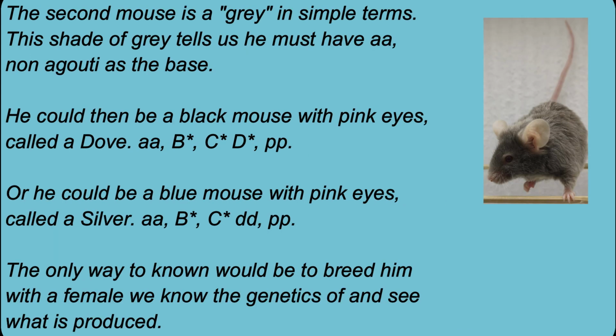The second mouse is grey. That's going to be either something like a dove or a silver, so we know that it's going to be non-agouti based again. There's no way to tell conclusively between a dove and a silver. The only way to do that would be to breed him with a female of known genetics.